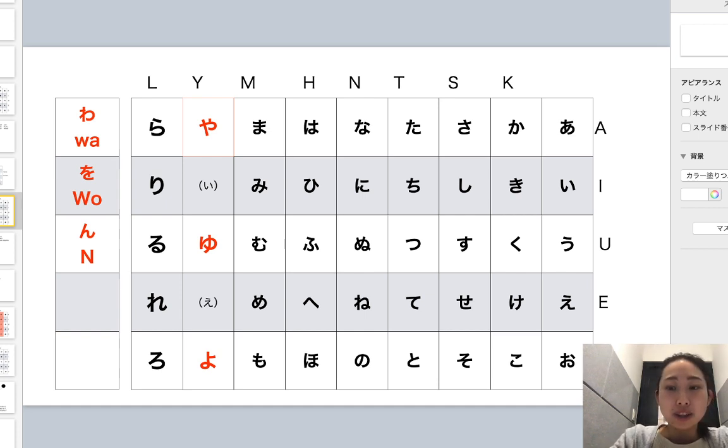And then other exceptions, wa, wo. Maybe we can say that it's like W sounds, but we don't have we, wu. So only wa and wo. And n is a very exceptional letter because it doesn't have any vowel. Remember, it never comes at the very beginning of the word. It always comes in the middle or at the very last.